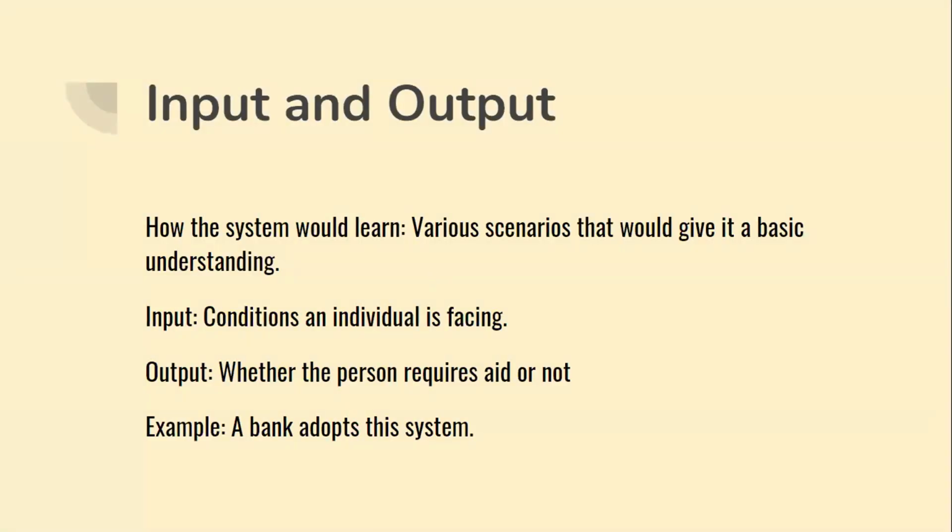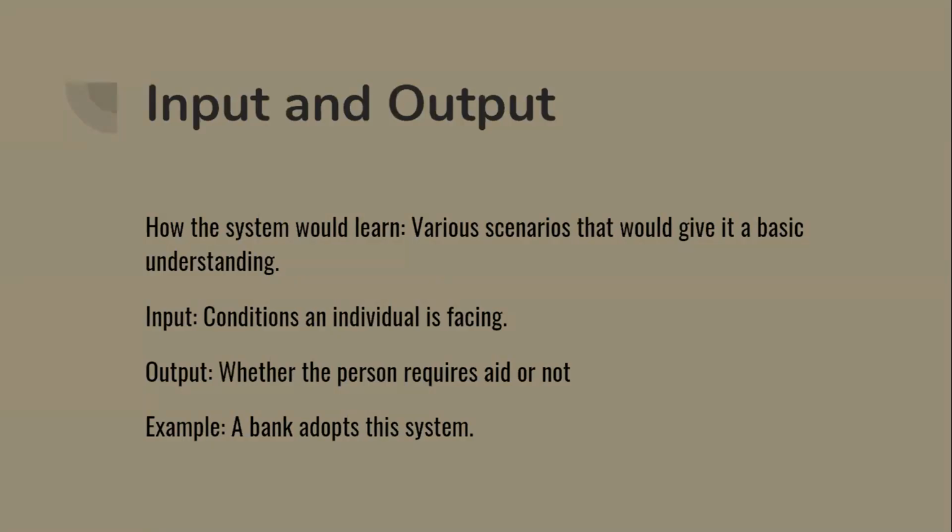So how would this machine actually learn, how would the system actually learn? We could give the machine various scenarios that would give it a basic understanding of what problems could cause real distress to people. And then after it has understood the basic functioning, the inputs would be the conditions an individual is facing, particular problems, like in the case of the bank.